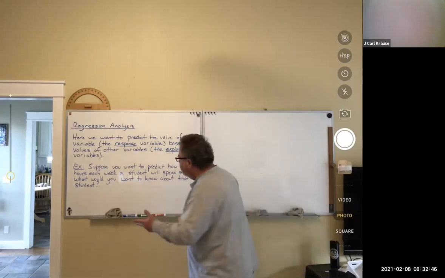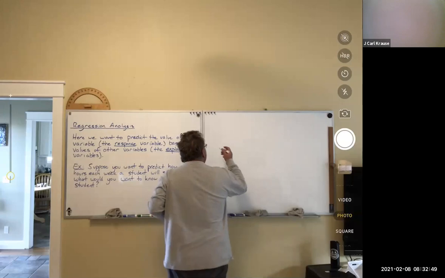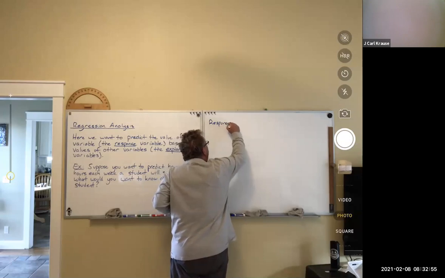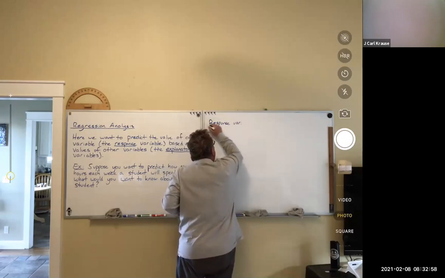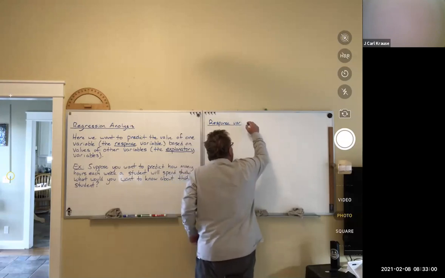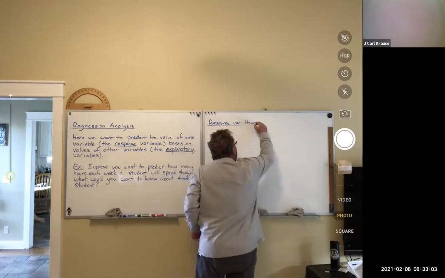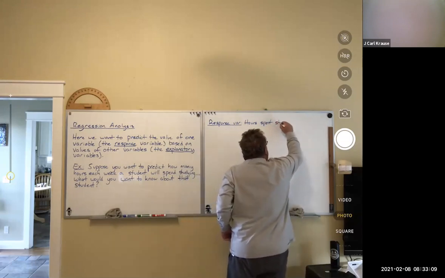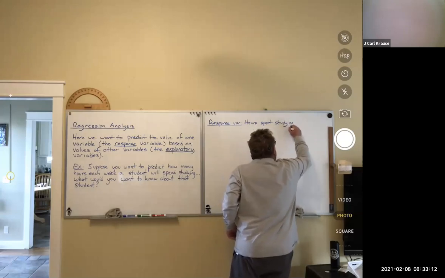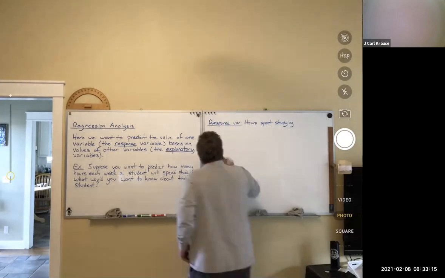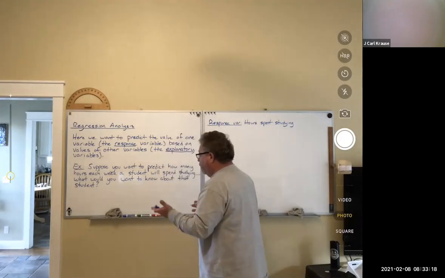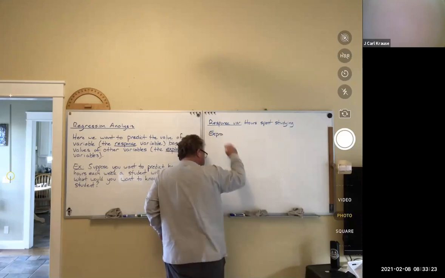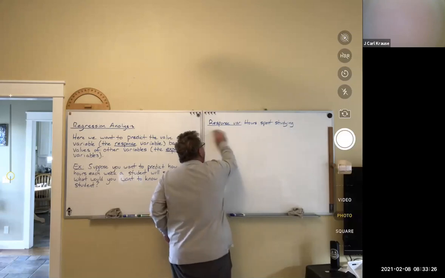So what we've got here, let's do the vocabulary. In this case, the response variable is going to be hours spent studying. So that's what we're trying to predict. And my question is, what would you want to know about that student? Now we're talking about the explanatory variables. Sorry. See if I can spell that correctly.